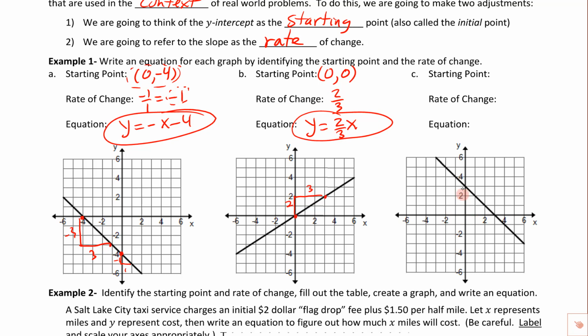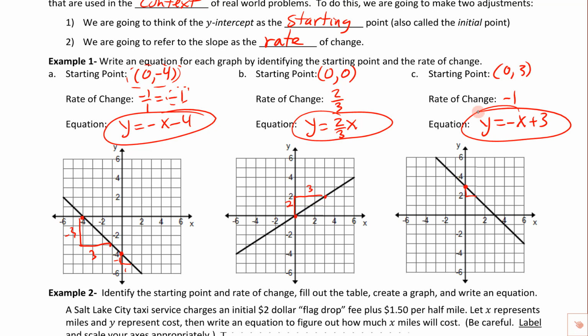Okay, on this one we do have to go up. It starts at 3, so we're going to say 0, 3. The slope, the rate of change, gosh, it looks like this is -1 also. Okay, so that means the equation is y equals -x plus 3, and there we go.